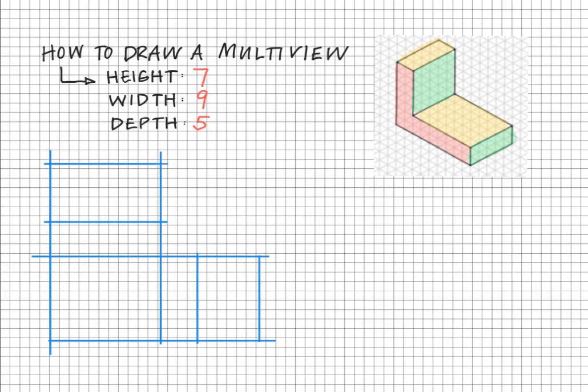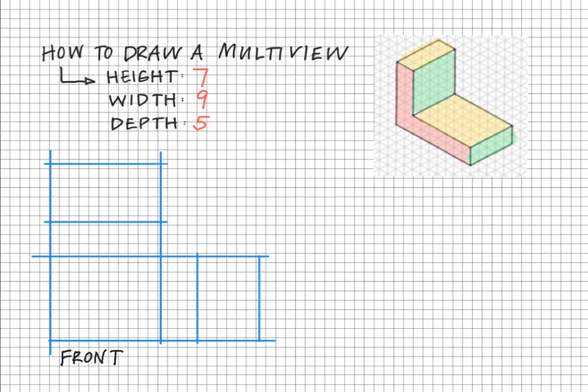Now that you have your construction lines planned out, you're ready to start putting down object lines to actually trace out the shape of the object. So in my front view, which is shown right here, I'm going to use object lines to draw out the shape of that L. That L is the only shape that I can see in this front view.